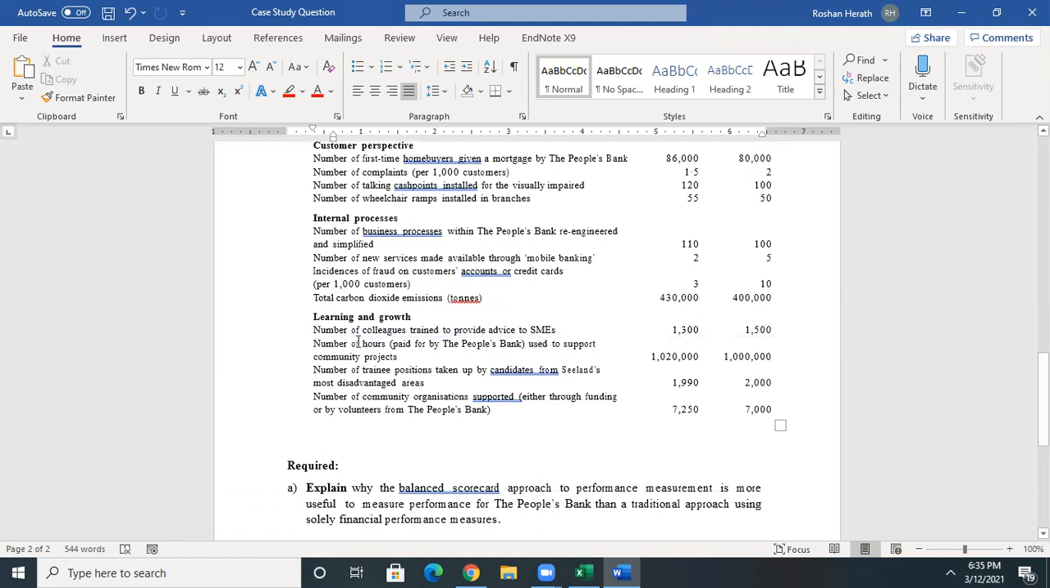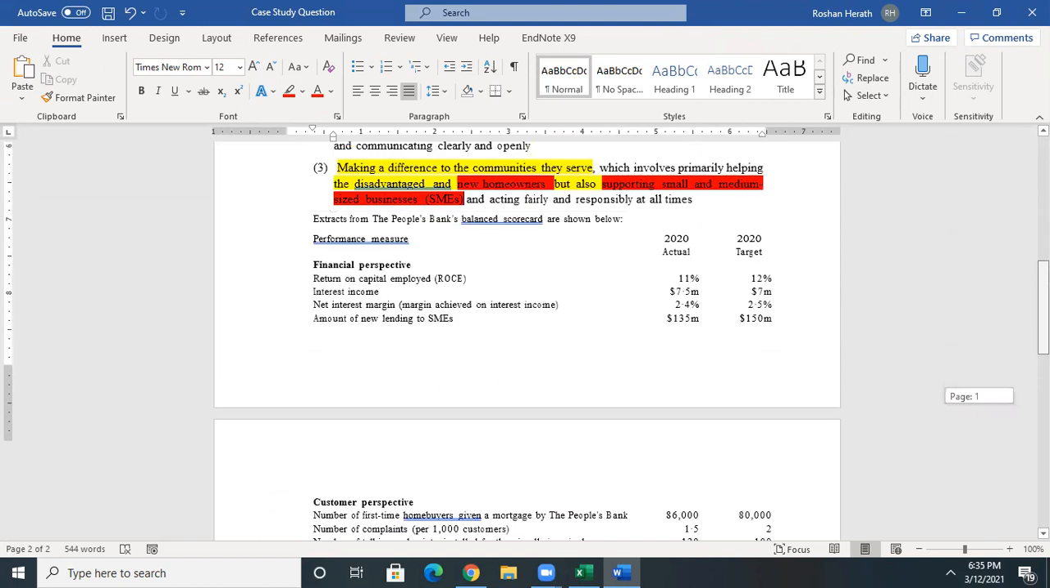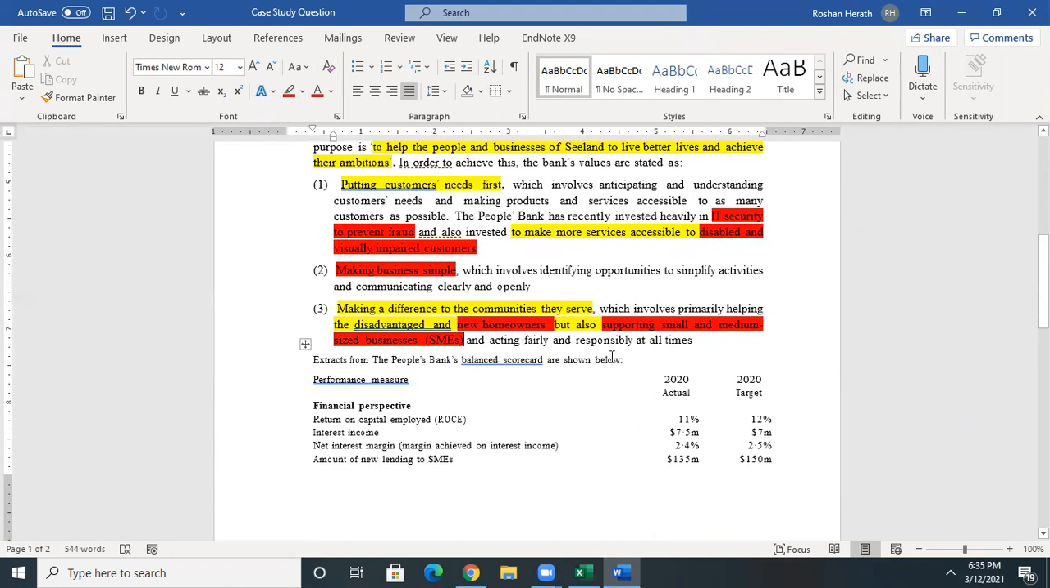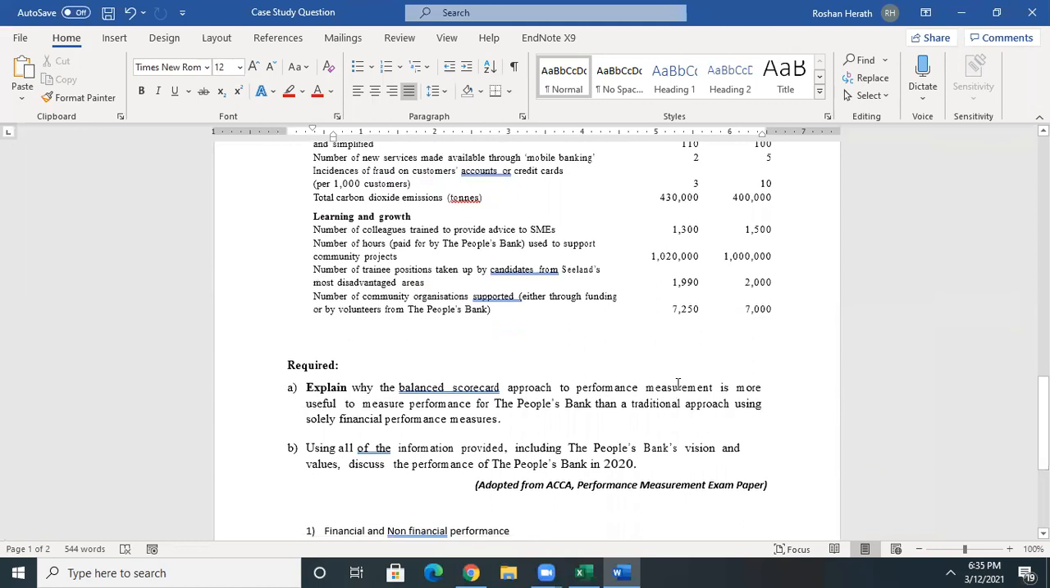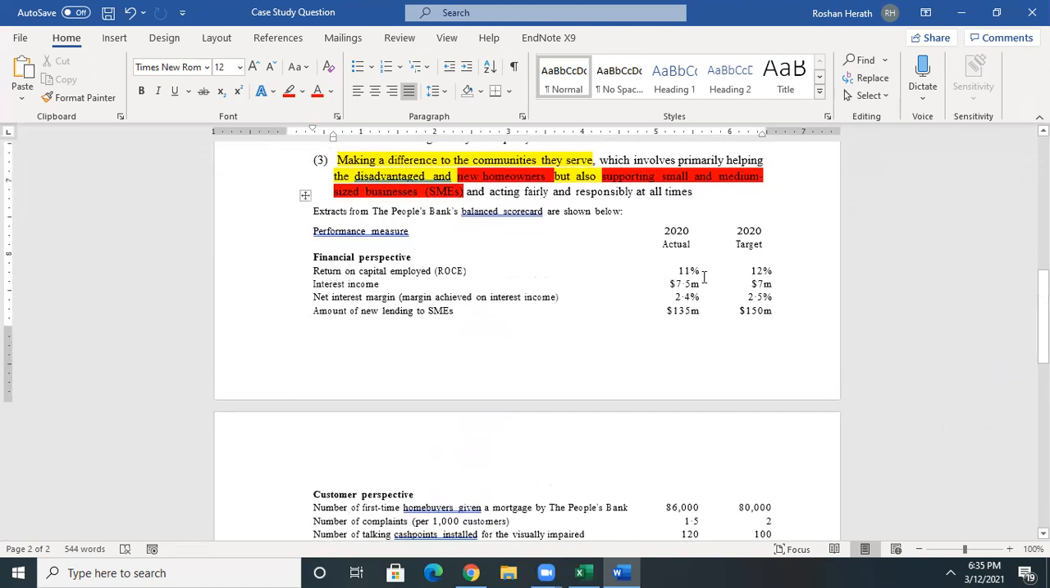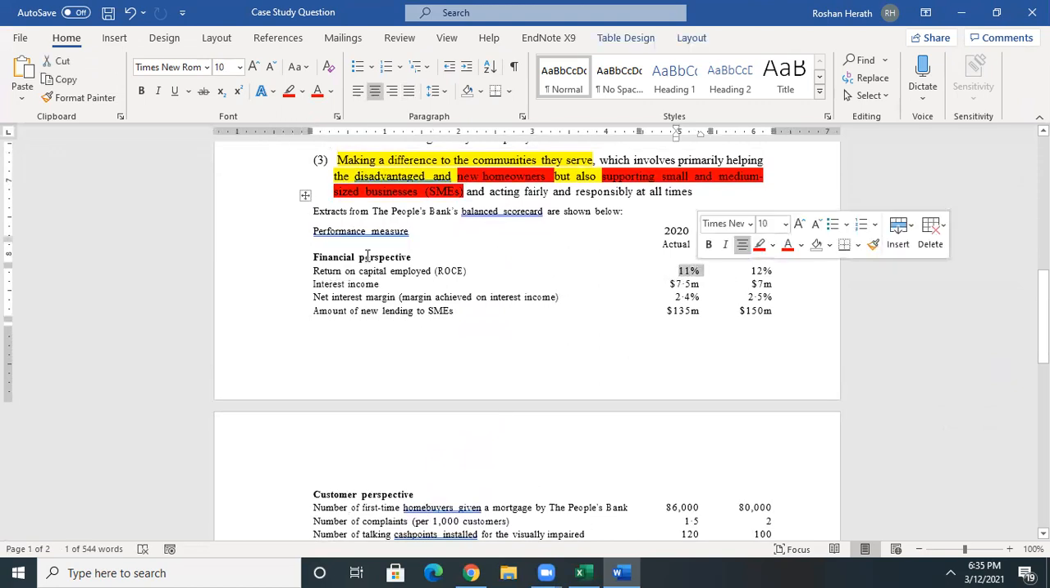And then you have the number of hours used to support the community projects. So it's good that you are responsible in serving the community, even more than expected. And at the same time, you can highlight that since you are investing more money on this, it could have contributed to you getting a lower return on capital employed.